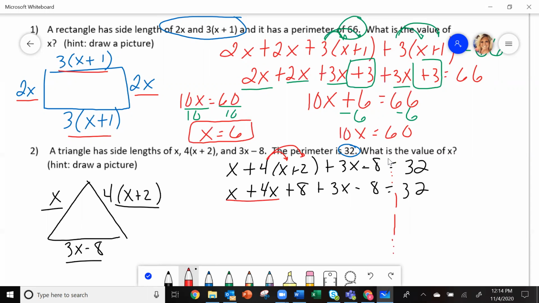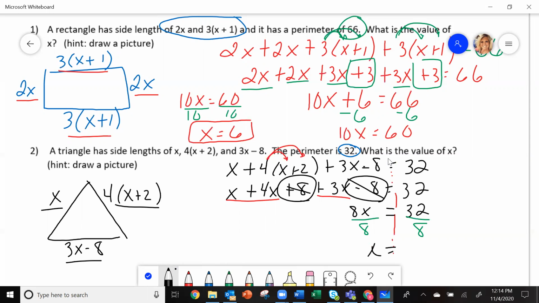Now put your x's together. That's 8x, and then you have 8 minus 8, which gave you 0. It goes away. It equals 32. Let me move my 8x over here. Now I divide by 8, and my answer you should have gotten was x equals 4.